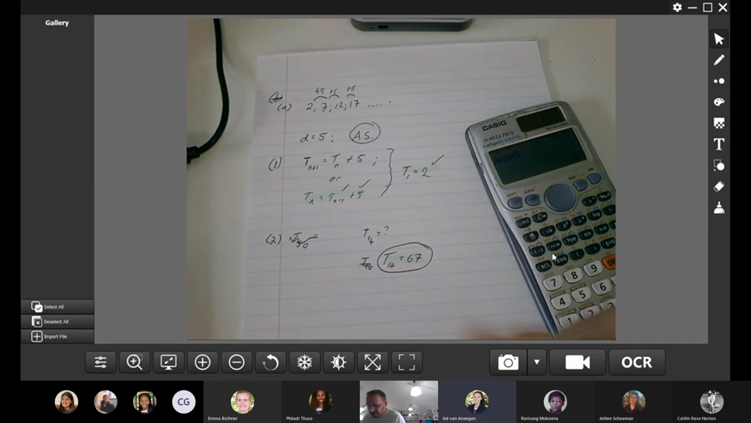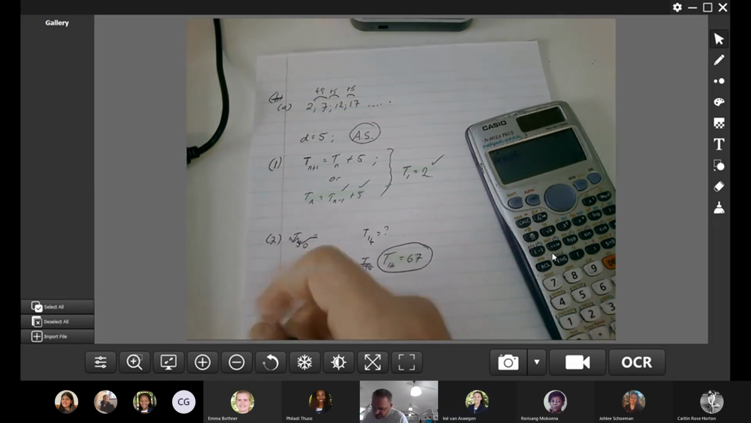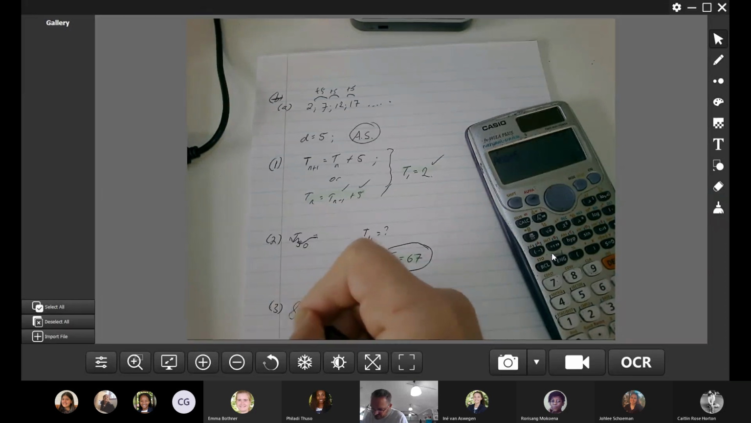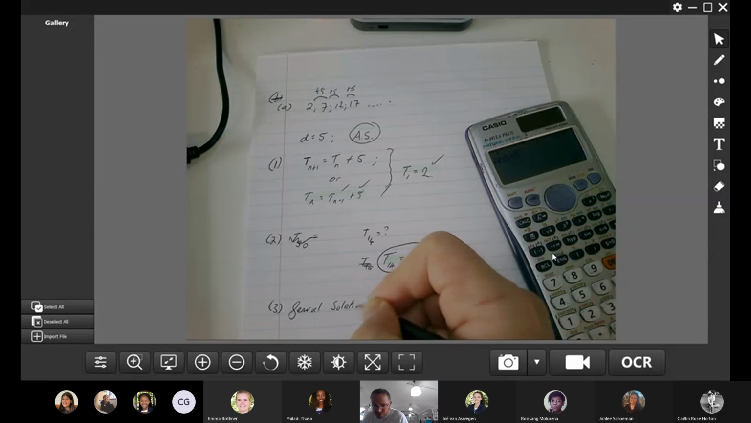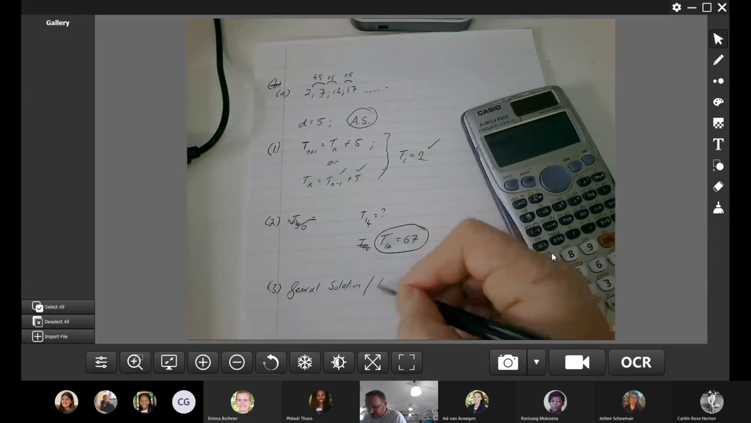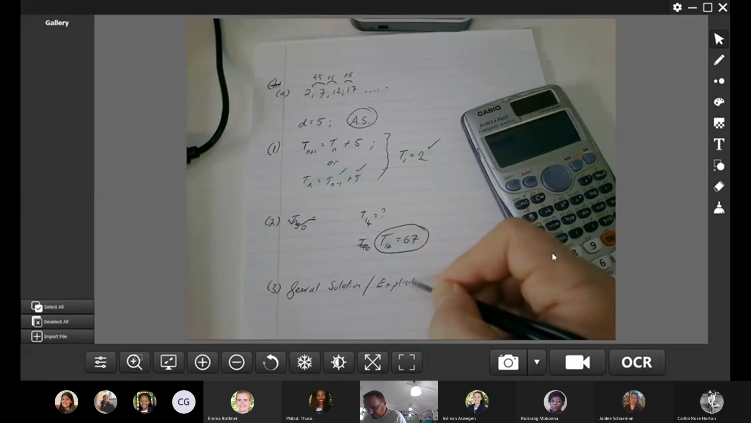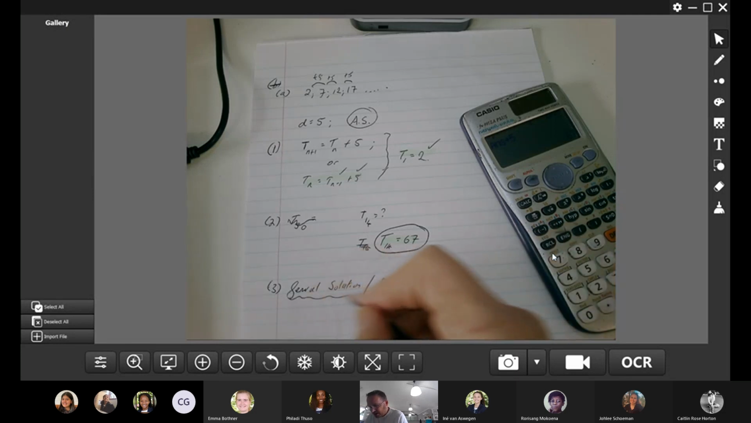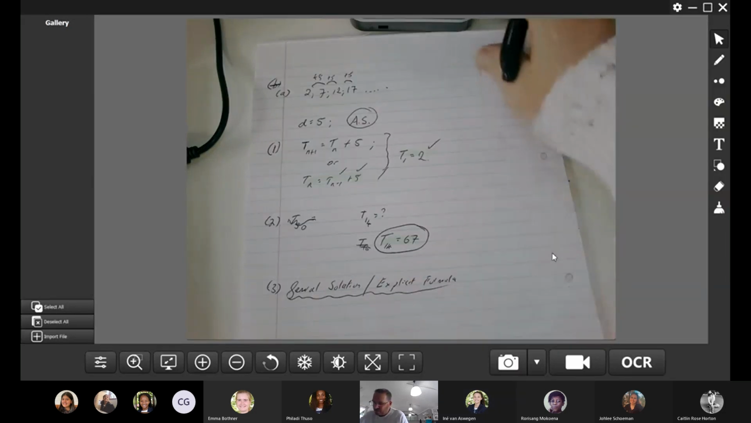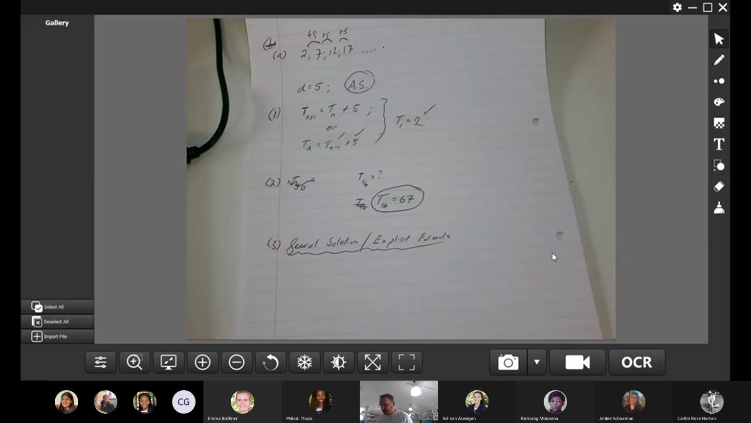Okay. So question 3, they want the general solution. The other way they could have asked the question is write down an explicit formula. The same question could have been phrased as write down an explicit formula. Okay. But now it's arithmetic. Can you remember what the formula is for arithmetic? It's got the letter A in it, it's got the letter N in it, and it's got the letter D in it.